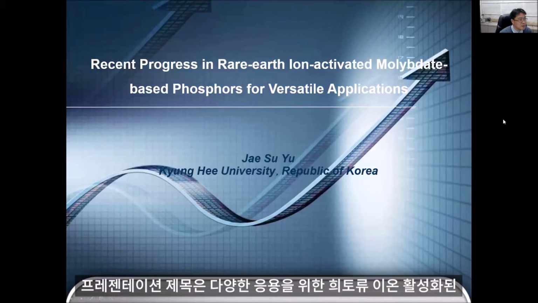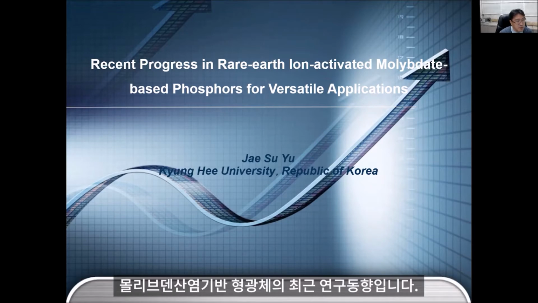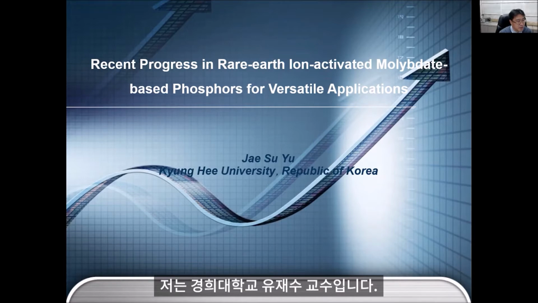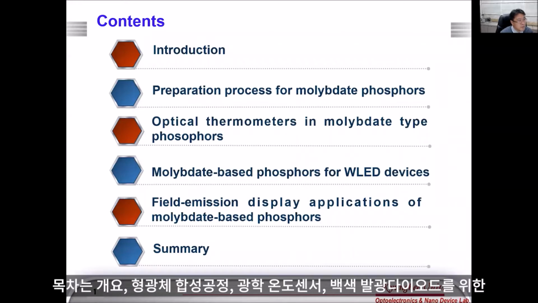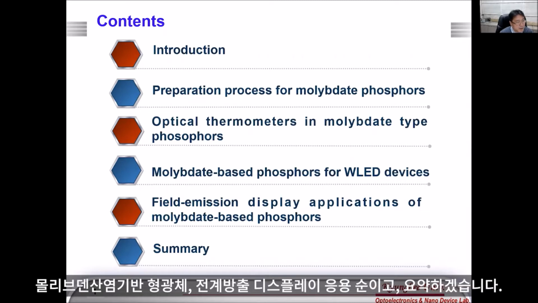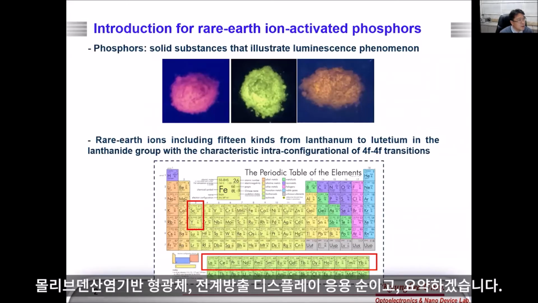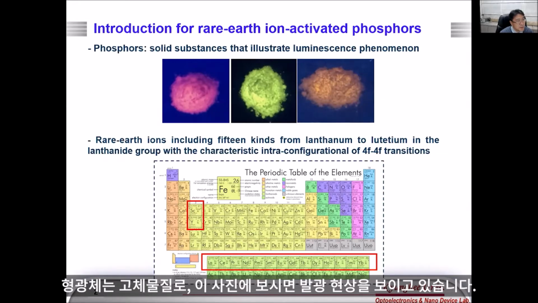The presentation title is the recent progress in rare earth ion activated molybdate-based phosphor for versatile applications. My name is Jesse Yu, professor at Kyung Hee University. Contents include introduction, preparation, progress, optical thermometers, molybdate-based phosphor for white LED device, and the field emission display application. After that, I'll summarize.